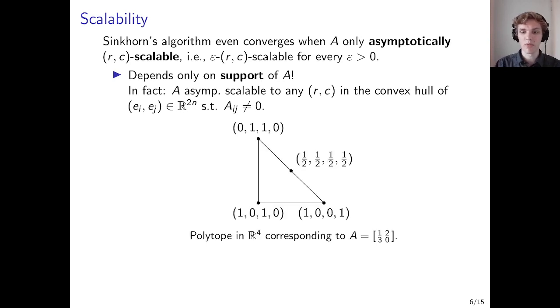As a simple example, suppose I look at the matrix A is 1, 2, 3, 0. Then my polytope would have 3 points, given by these 3 points. And for instance, the vector 1/2, 1/2, 1/2, 1/2 is in the convex hull. So therefore, A is actually scalable to uniform marginals, as we would call it.